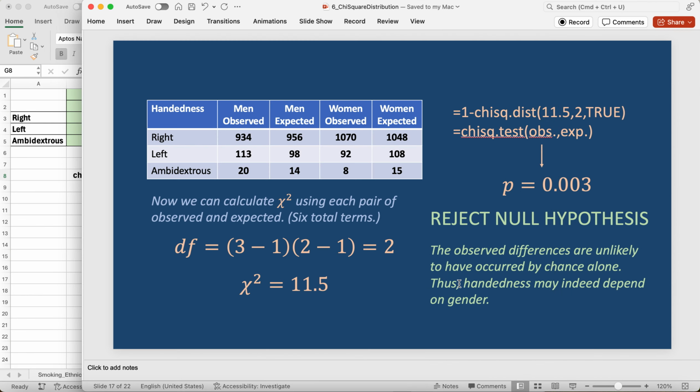Okay. So bottom line, what did we learn from doing this? The p-value is 0.003, so that is unlikely, right? That's a small probability chance. And so we can reject the null hypothesis and say that these observed differences are unlikely to have occurred by chance alone. Handedness might be depending on gender. So there might be a relationship here between handedness and gender that can be further explored.